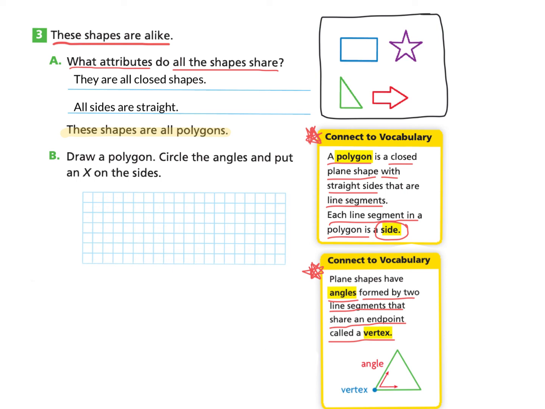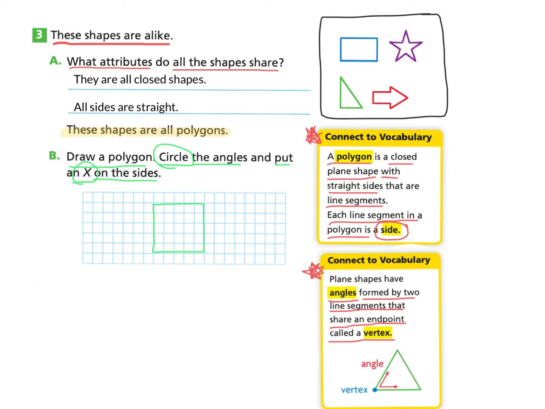Now let's take a look at part B. Draw a polygon. Circle the angles and put an X on the sides. So the first step is for us to draw a polygon. And I'm just going to go ahead and draw a pretty simple square. Okay, you can follow along if you like, or you can draw your own polygon, push pause and do that.